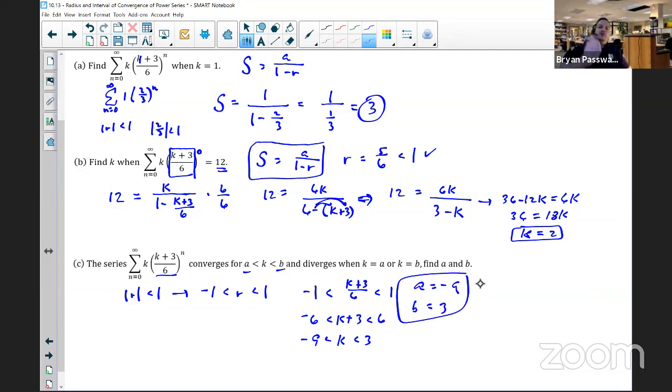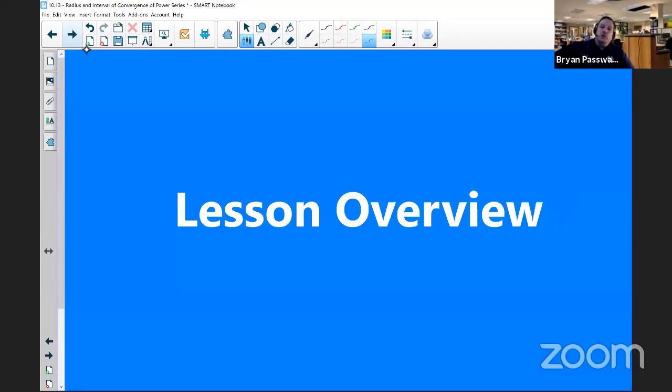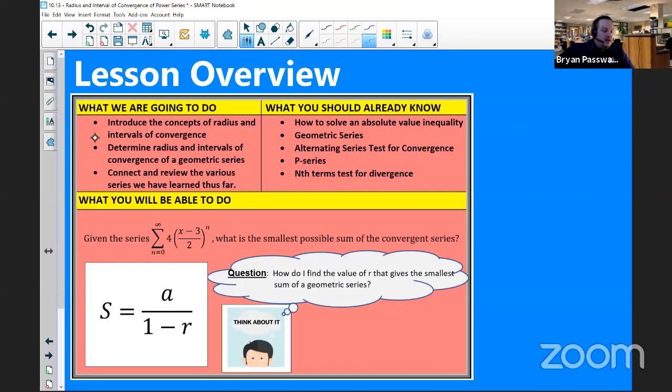There we go. There's our solution to last week's AP practice problem, which is our warm-up today. So let's talk about what we're going to do today. We're going to introduce the idea of radius and intervals of convergence with power series. We're also going to, probably more important for you right now, connect and review the different series that we've talked about so far. We're going to put all these together.